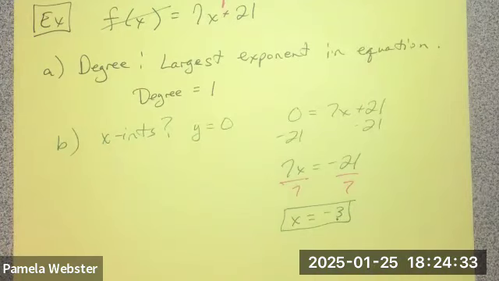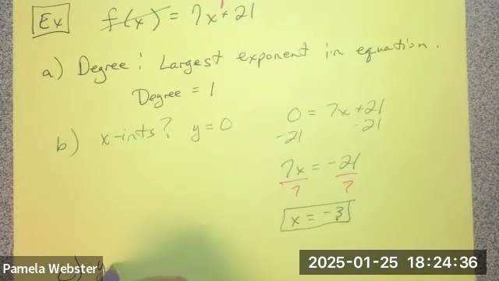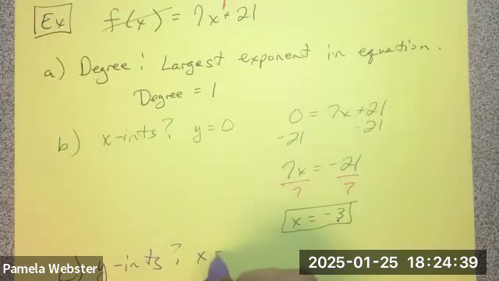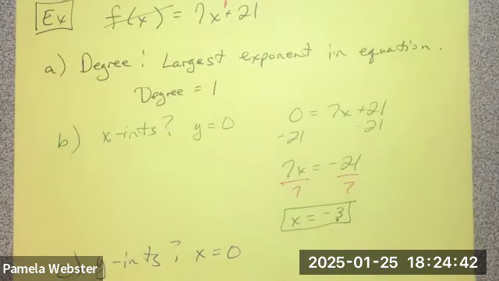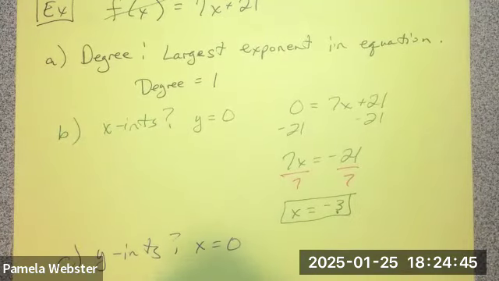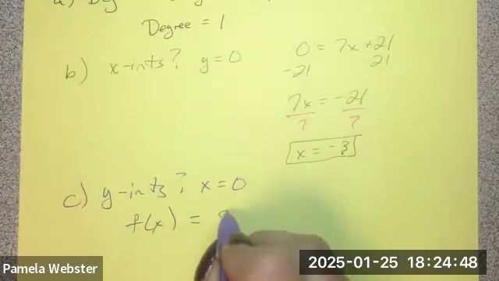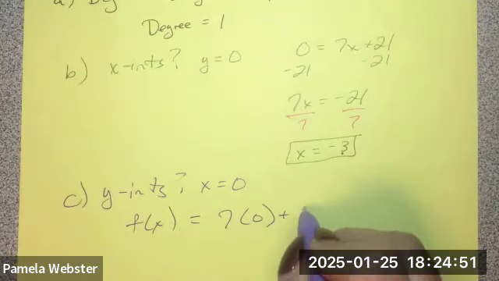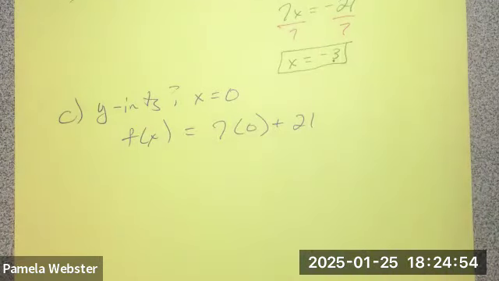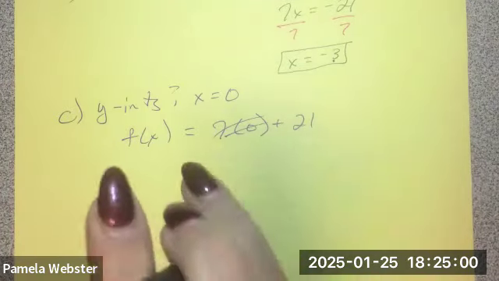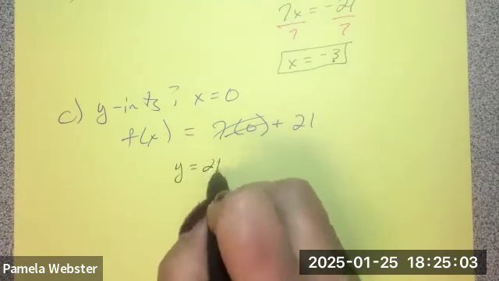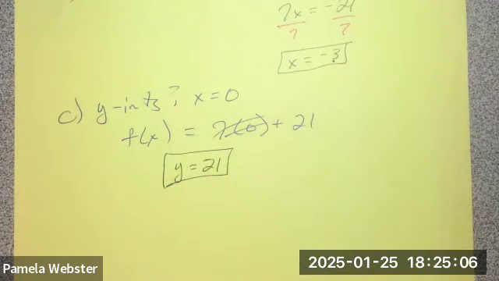Okay, y-intercepts. Remember, it's the opposite variable equals 0, so we're going to make x equals 0. So here we go. F of x equals 7 times 0 plus 21. So I plug in x equals 0, and voila, I get y equals 21, right? Okay, there's my y-intercept. Again, you can make it a point. I'm just going to say y equals 21. Okay, the next thing that they ask me is this a polynomial?